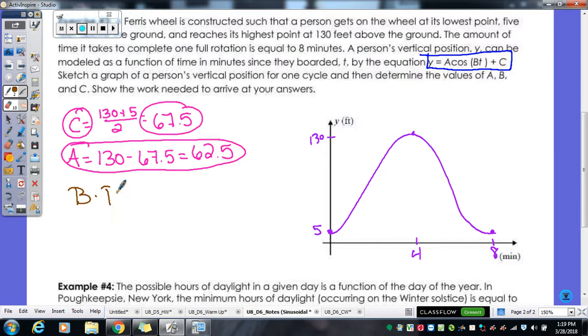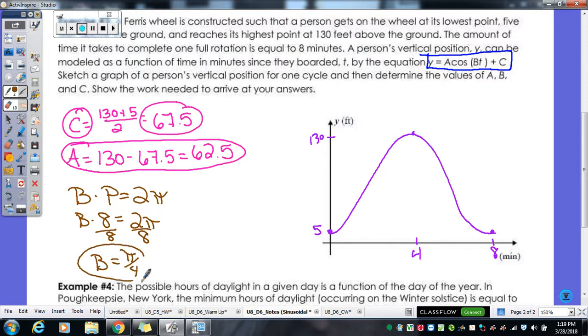So B times P equals 2 pi. How long is our period? 8 minutes. So I'm going to put 8 in for the letter P. Divide by 8. B is pi over 4. And there we go. We got our last one.